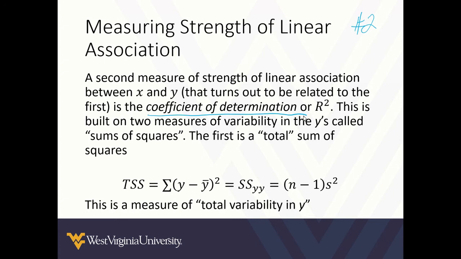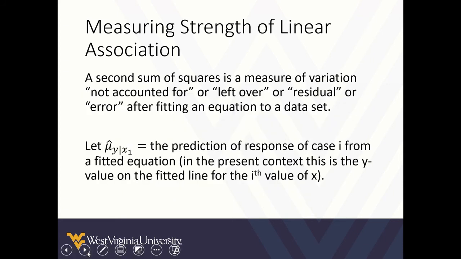So our TSS is equivalent to the summation of (y minus y bar) quantity squared, or as we've used it in a few slides already, SSYY. And it is a measure of our total variability that exists in our response y. The second sum of squares that we're interested in measures the variation not accounted for, leftover, residual, or error after fitting an equation to our data set. So it's the variation that was not accounted for by the equation we fitted. And to abbreviate this, we have mu hat of y given x1, which is the prediction of our response of case i from our fitted equation.